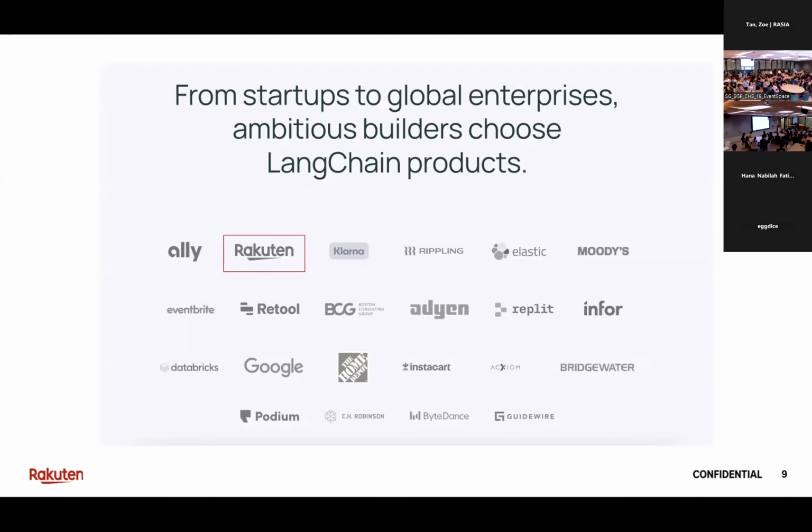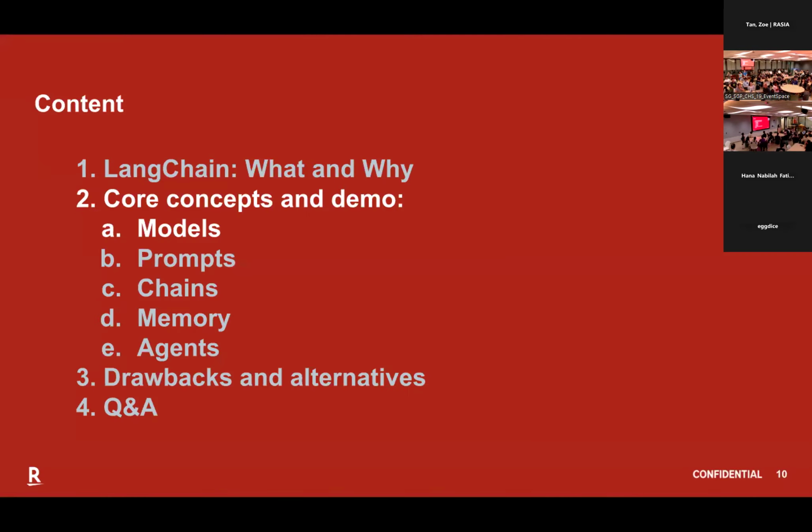And there are lots of companies that are using LangChain. Rakuten is actually one of the companies that are using LangChain. The team that I'm working in currently, we're not using LangChain because we're not building AI-based applications. There are also other companies such as Google and BCG, so it is widely used. So yeah, I think now we can deep dive into the core concepts and demo.